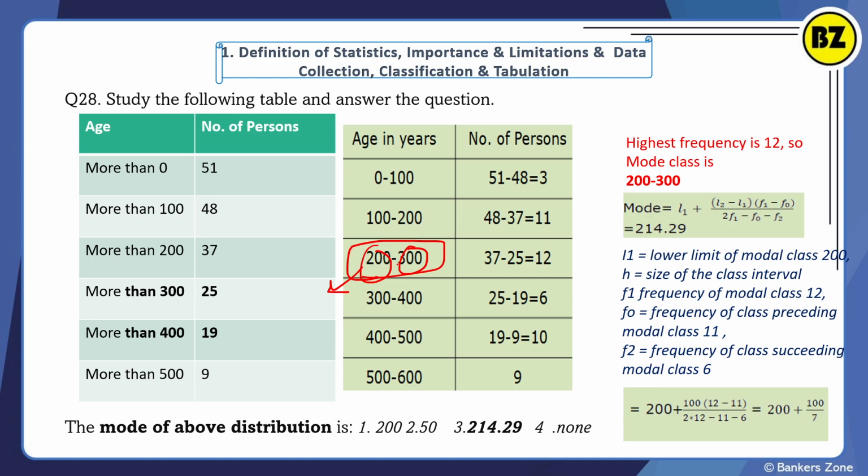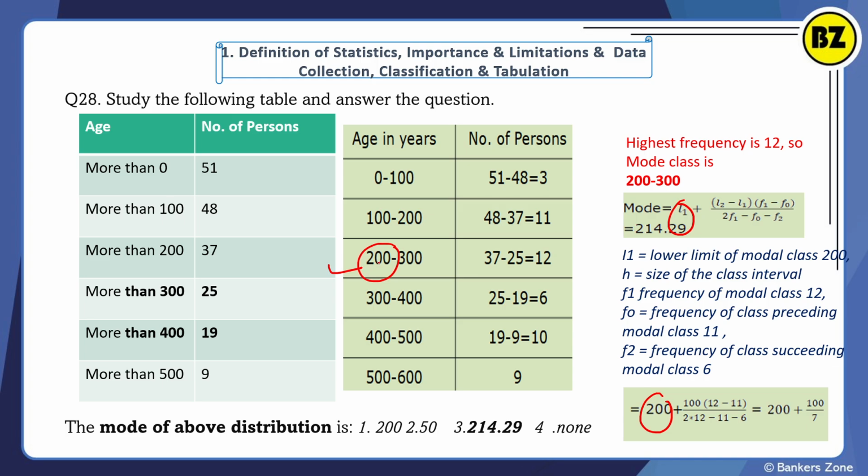Okay. Now see, what are F, F0 and F1? F1 is the frequency of the modal class, so F1 will be 12, the corresponding frequency. F0 is the frequency of the previous class, that is 11, and F2 will be the frequency of the next. Okay, just simply put the value. What is L1? L1 is 200. L1 means the lower limit of the modal class.